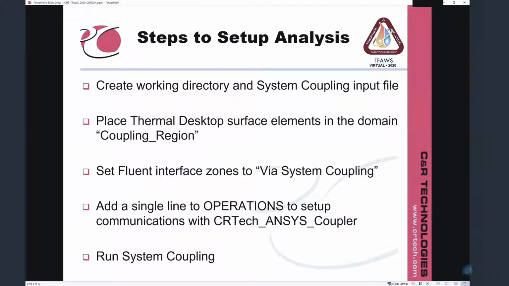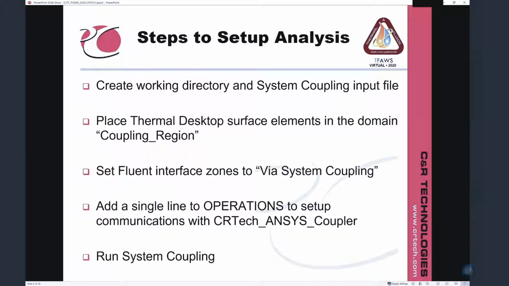All right. So now I just want to go over what it would be like for the user to create an analysis situation. It's not too hard. You'll create a working directory and put both the fluid and the thermal models in there. You'll create your input file to System Coupling, which will tell it where these models are, how you want to match the interfaces up, and the names that you use when you match the interfaces up.